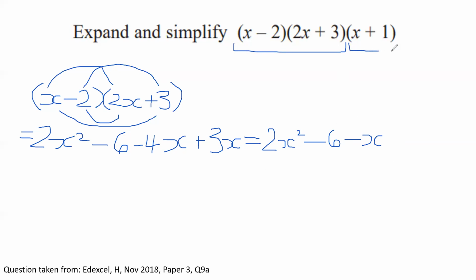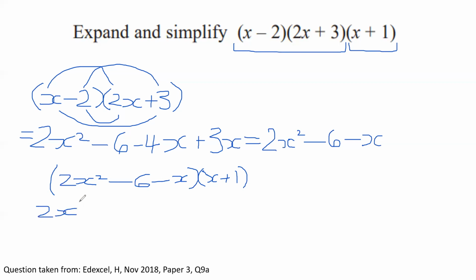We now need to multiply that by this bracket. So we have, pop this in a bracket again, it just saves us from getting confused, 2x squared minus 6 minus x. And then in the second bracket, x plus 1. So we times each of these by x to start with. We will get 2x cubed, minus 6x, minus x squared. And then we're going to times everything in this bracket.